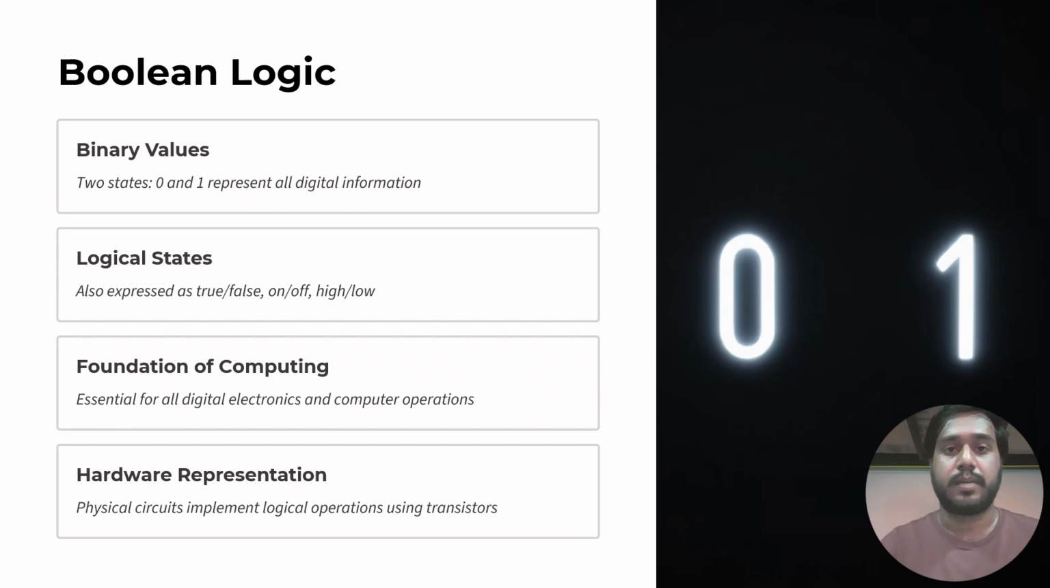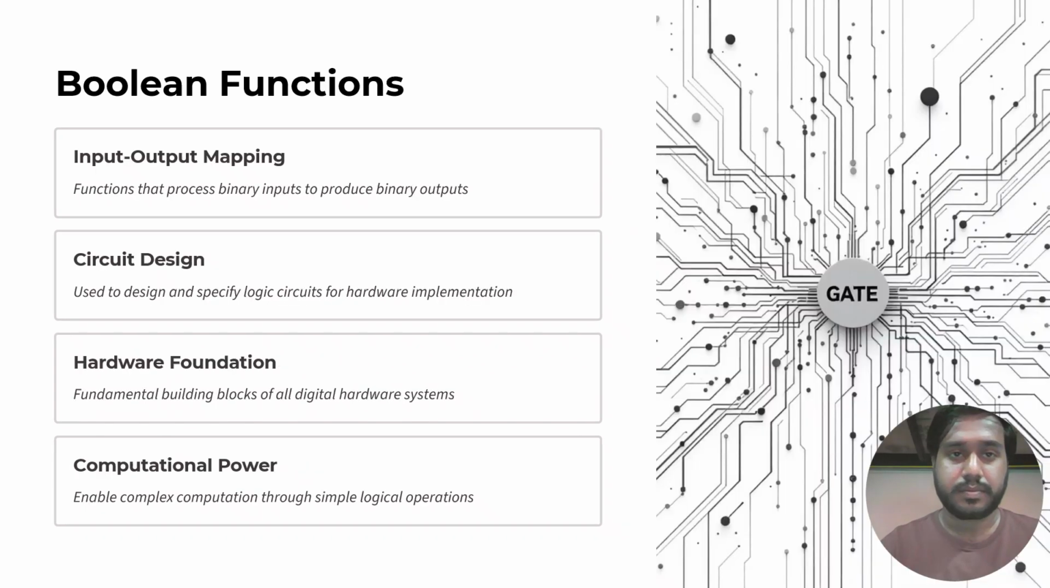Boolean logic is the foundation of all digital systems. Computers use binary values 0 and 1 to represent all types of data. These values can also represent true, false, on, off, or high and low signals in electronic circuits. Inside hardware, transistors combine to form logic gates that perform logic operations.